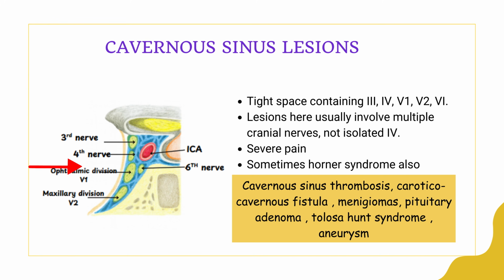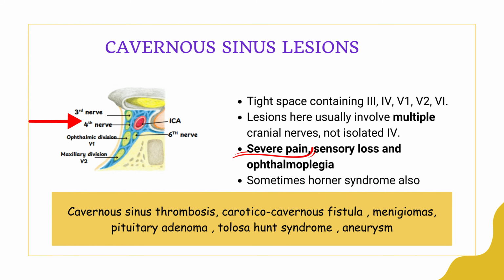Common causes here include cavernous sinus thrombosis, carotid cavernous fistula, tumors such as meningiomas, or a pituitary adenoma with a lateral extension into the cavernous sinus, inflammatory conditions like Tolosa-Hunt syndrome, and also aneurysm of the cavernous portion of the internal carotid artery. Therefore, these patients are going to present with combined cranial nerve involvement: cranial nerves 3, 4, V1, V2, and 6th nerve involvement.